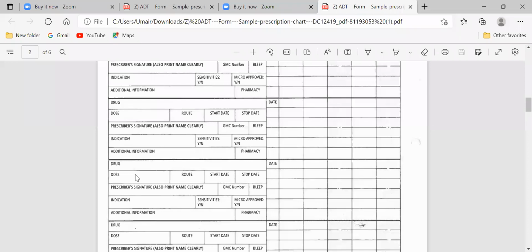As you know, we usually don't write the dose for creams and ointments, right? You can write here in the dose section: apply to each nostril. Route will be topical. There will be start date and stop date as well, right?